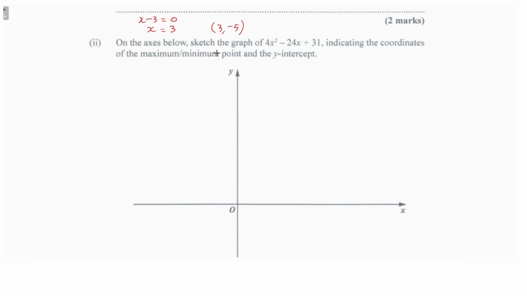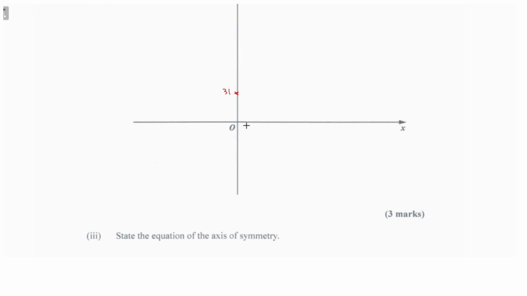So on the axis below, we want to sketch the graph of 4x squared minus 24x plus 31, indicating the coordinates of the minimum. So here we have the coordinate of the minimum point, and the y-intercept here would be positive 31. So on the y-axis, we're going to have a point here, which is positive 31. That's the y-intercept. Now the coordinates of the minimum is positive 3 and then minus 5. So it's a sketch. So positive 3 would be somewhere here, I would think. And then minus 5 would be somewhere down here, about here.